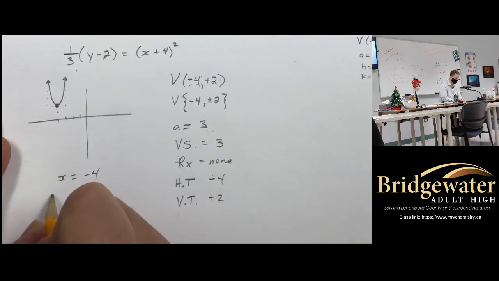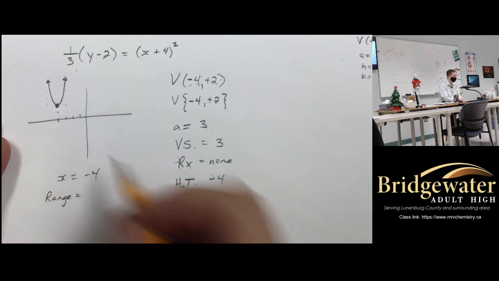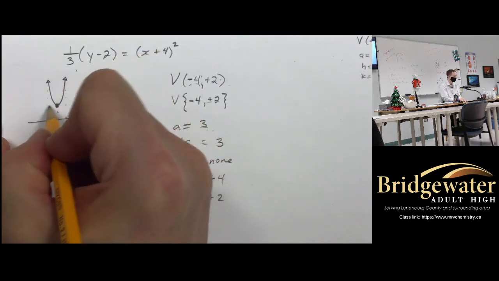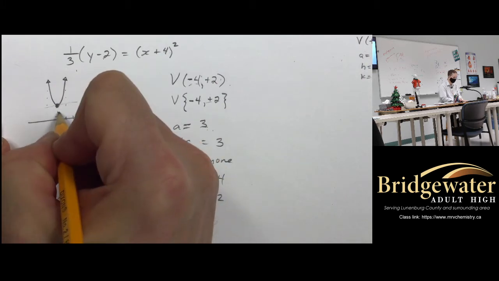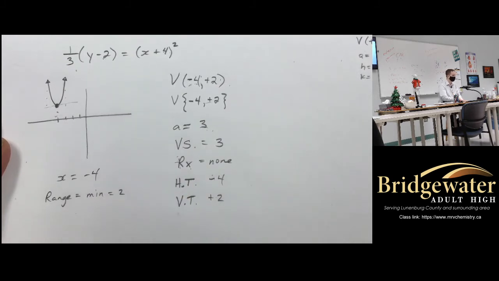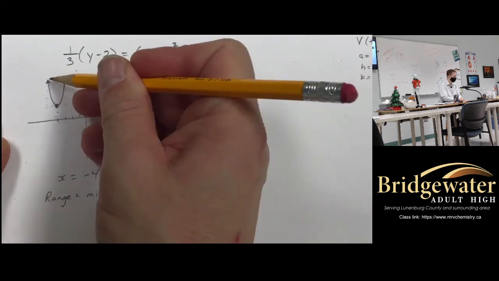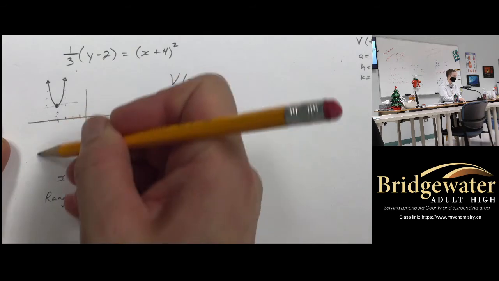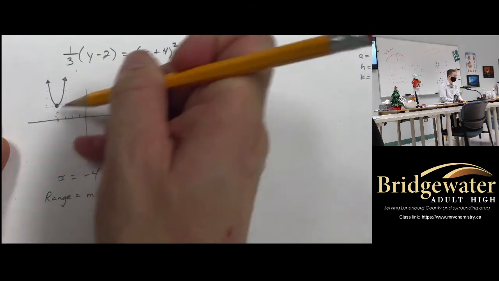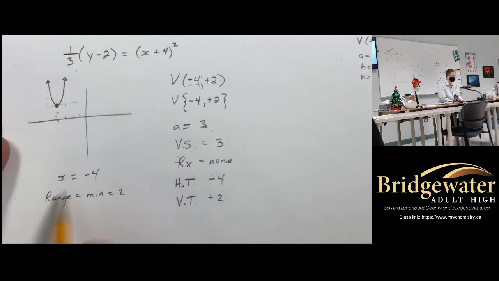Call the range. And we said, well, this one here, the lowest number possible is going to be 2. So the minimum, we call it the minimum, equals 2. Because it's a U-graph, and because it's a U pointing up, it's the lowest. If it's a U pointing down, then it'll be the maximum instead of the minimum. So the minimum is going to be 2, and that's what I refer to as my range.